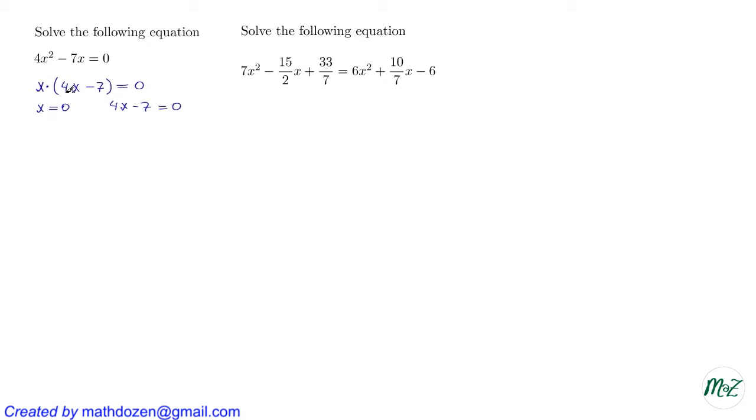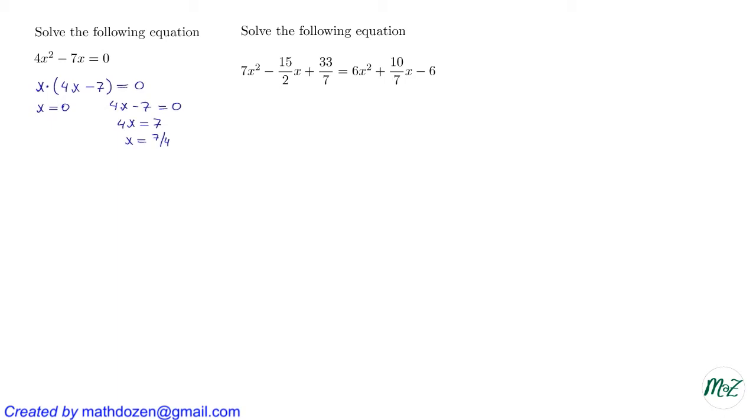So the product of two terms is 0 only if one term is 0. So we have this or that being 0. So x equals 0 is already solved, and the other equation is 4x equals 7 once you add 7 to both sides, and then divide by 4, and we're looking at x equals 7/4. So that's the end of the story for the left equation.